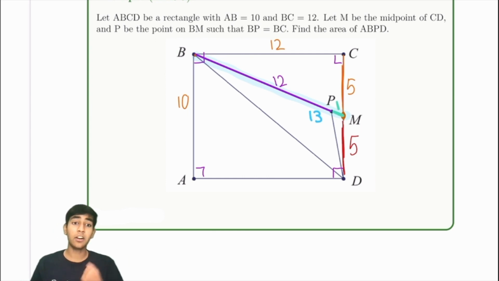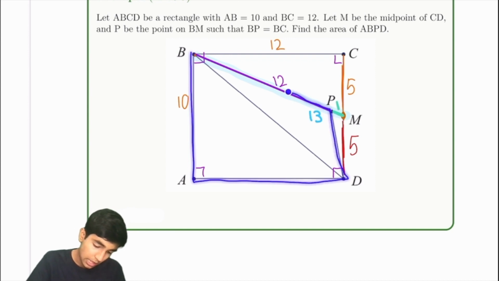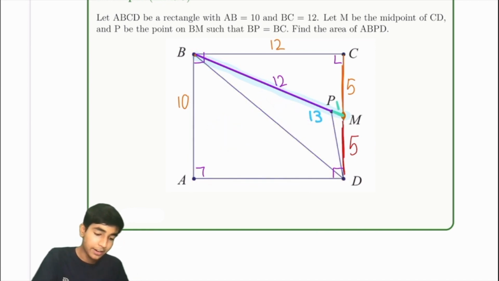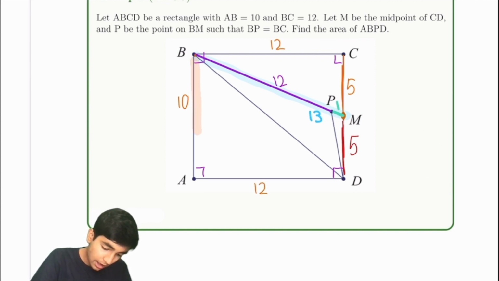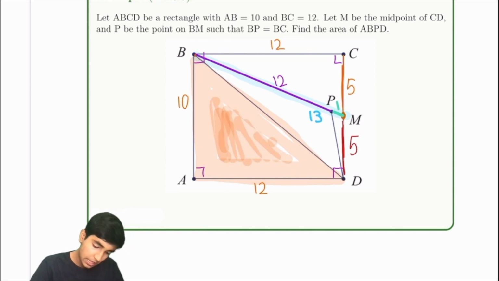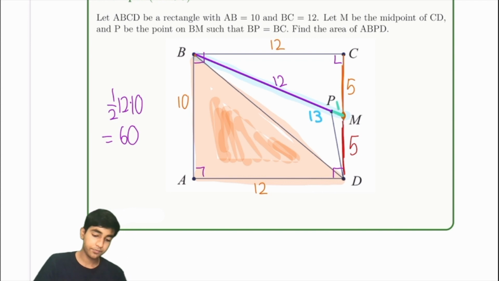Like I mentioned earlier, the idea of breaking quadrilaterals into triangles. Notice here, APBD, this is the quadrilateral. We can break it down into two triangles, this one and this one. So let's find the area of each piece separately. First, the area of the orange part over here. The area of this orange part on the inside is just half times base, which is 12, times height, which is 10, so 60.